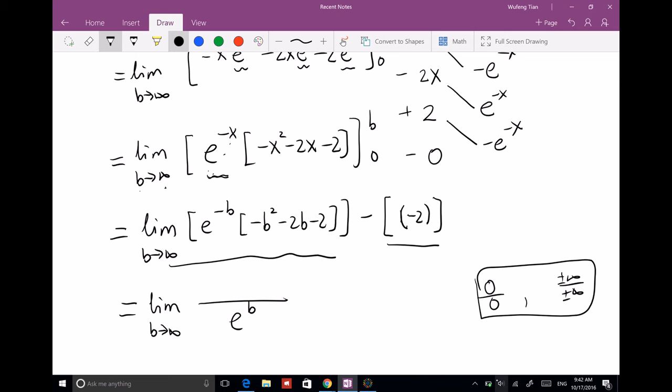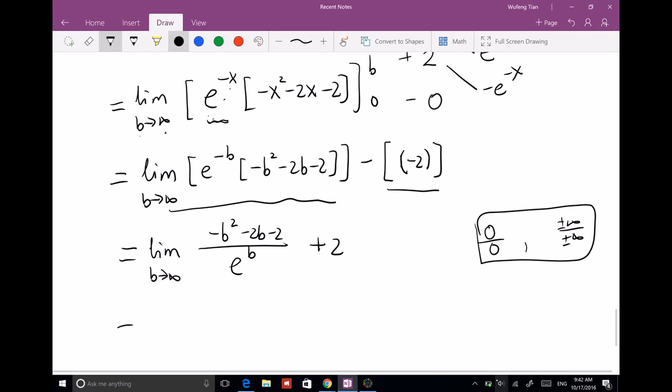So it's 1 over e to the power b, with the top negative b squared, negative 2b minus 2 plus 2. I think you can do the next step. This is an infinity form: top is infinity, bottom is infinity. If I use L'Hopital's rule, it's going to be negative x squared, negative 2x minus b, over e to the power x, limit as x goes to infinity. That makes sense to you, right?